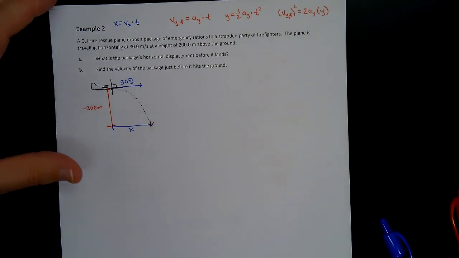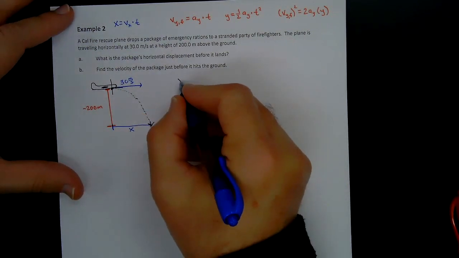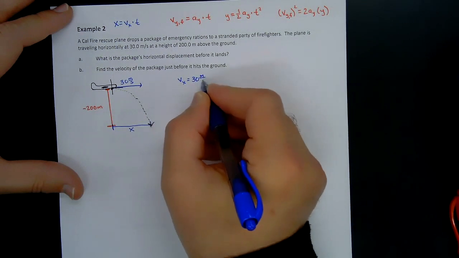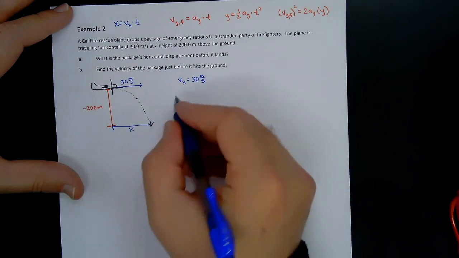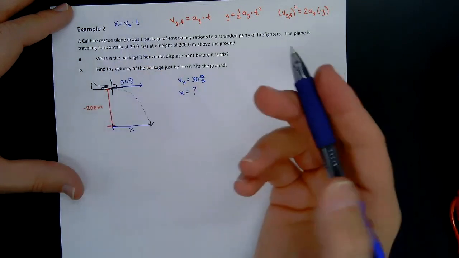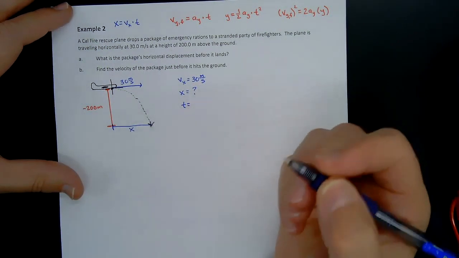So then what that means is that we know v sub x is equal to the 30 meters per second because that's my horizontal velocity. I'm trying to find x. That's what I'm trying to find. What I don't have in this equation is time, right? I don't have t. So how could I get t?